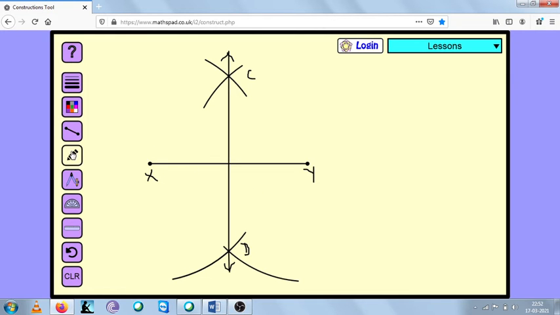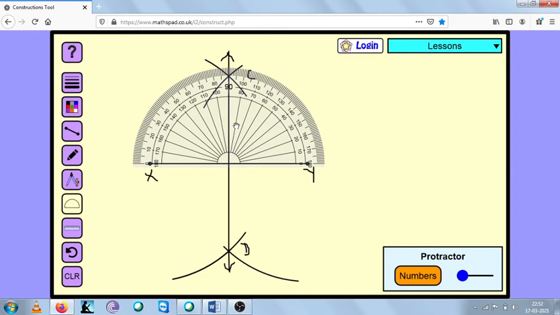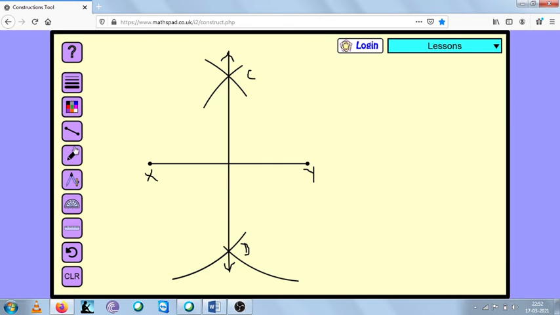Now, where the line CD is cutting XY, at that point keep the protractor and verify or check the construction. You will get exactly 90 degree. That means line CD is making 90 degree with segment XY, meaning line CD is perpendicular to segment XY. So the perpendicular sign you can show there.